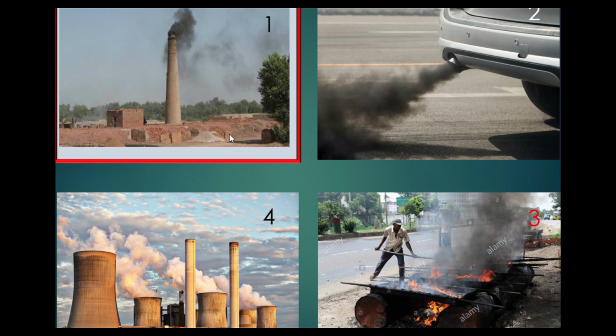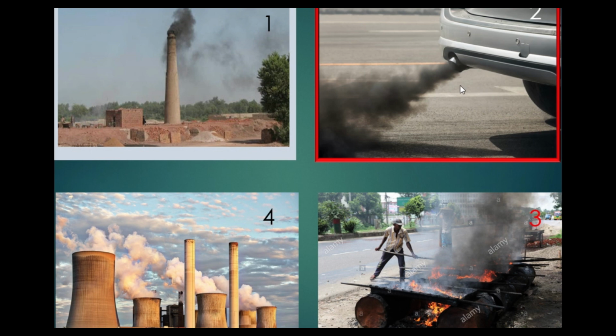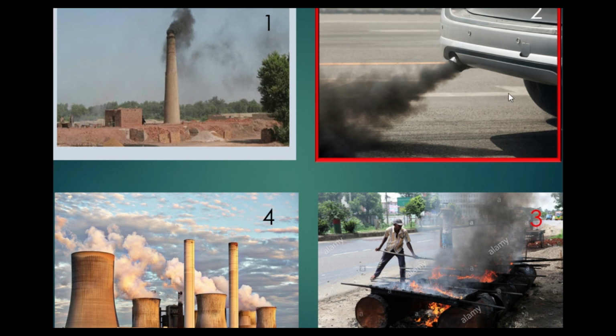Okay, let us see and discuss the next picture. What do we see in this picture? We see a car emitting black smoke on the road. It is a concrete and bitumen made road. We see two stripes, one yellow stripe and one white stripe, and the white stripe is an arrow. Okay, let us see the next picture.